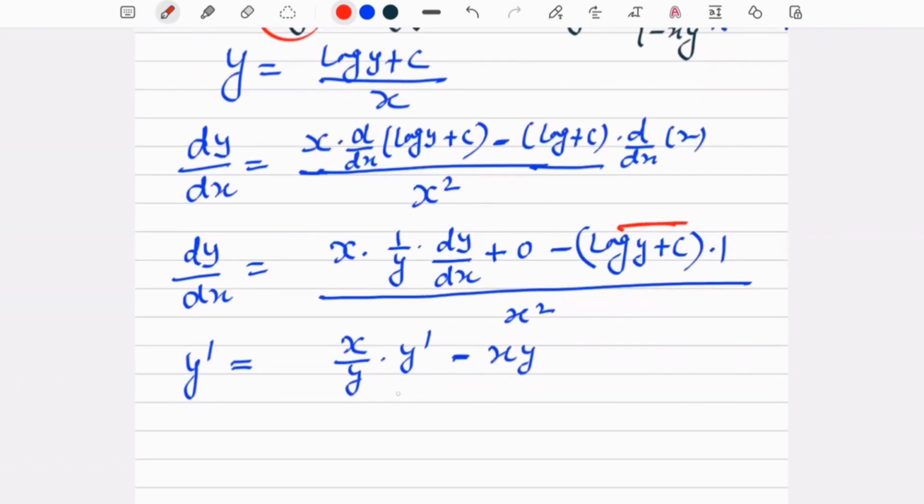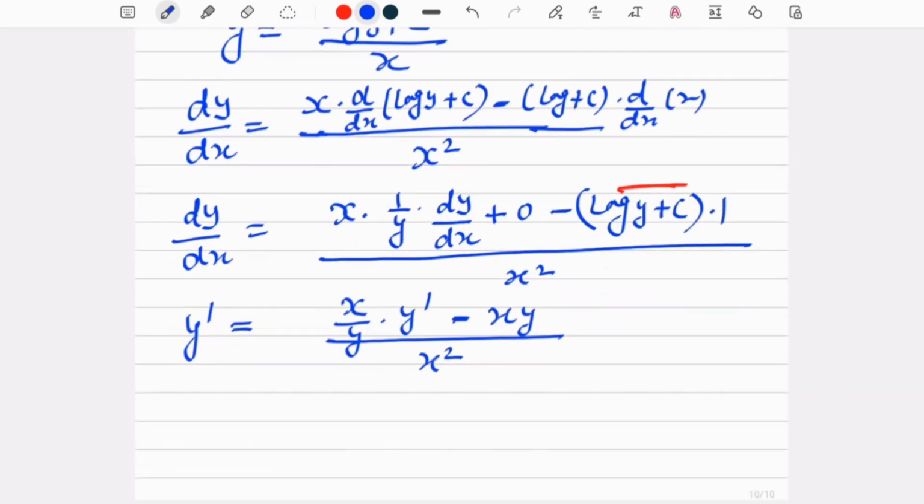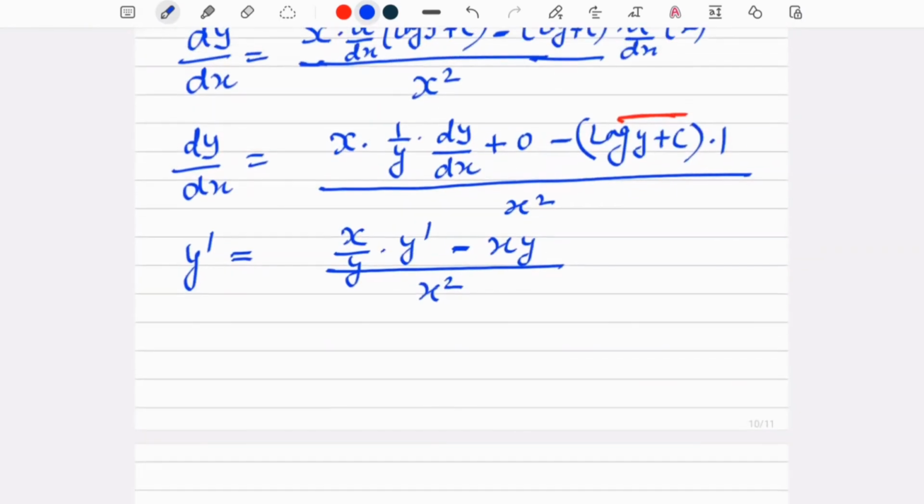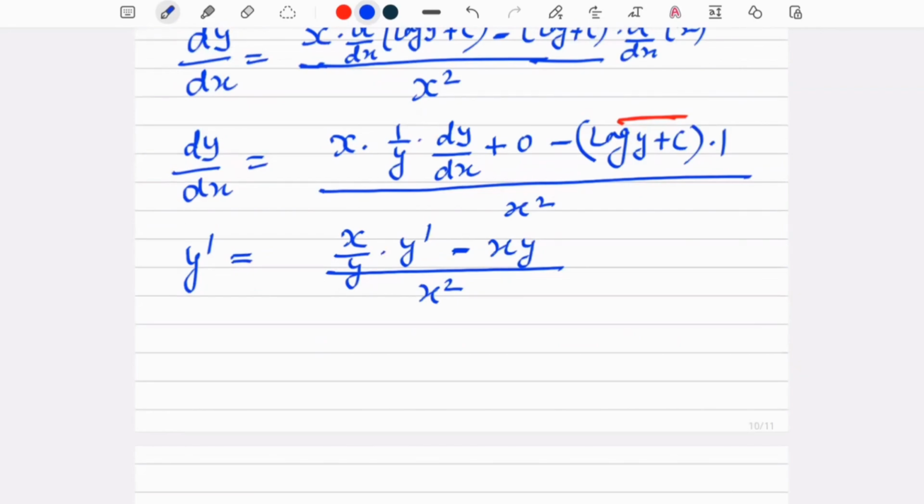Okay. So in the denominator we have x square. Yes, sir. So now what we can do is just divide the entire equation by x square. It will be y dash equals xy dash upon x square y minus xy upon x square. Is it clear? Yes, sir.